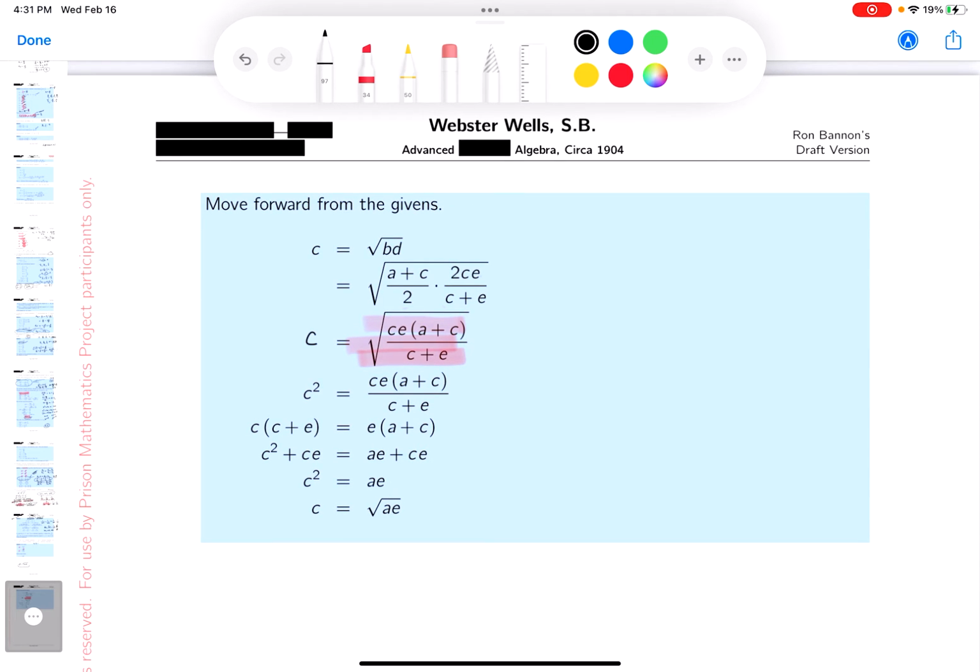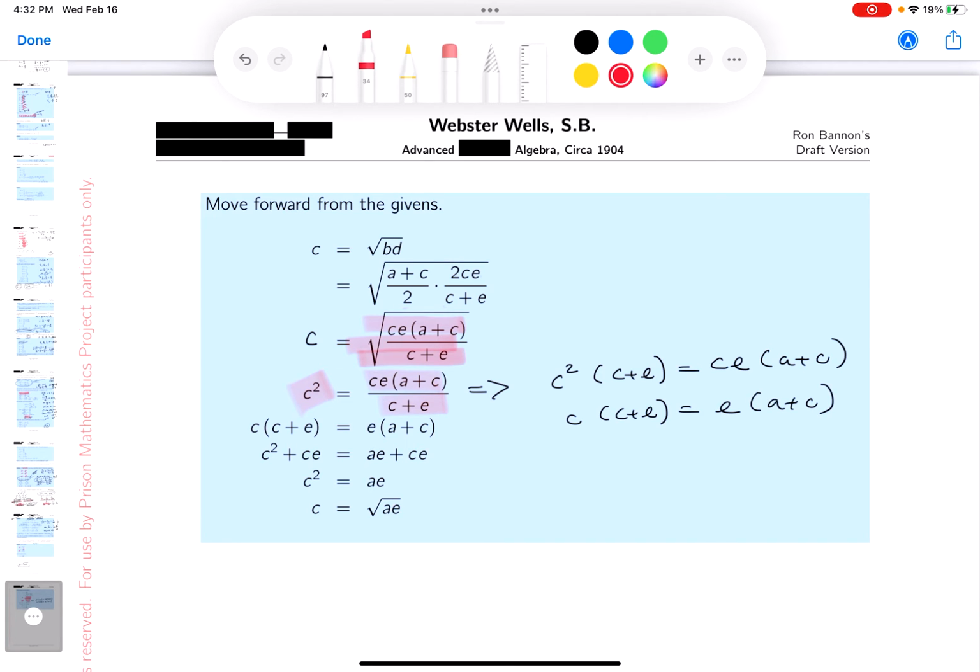Right? If you square both sides, it's not a jump in reasoning to say c squared would equal this over here. All right? And then what do I do over here? And I want to point out what I'm doing over here. I'm kind of simplifying this, getting rid of the fraction, maybe dividing through by c. But let me write this down in steps. C squared times c plus e equals ce times a plus c. Then I would divide both sides by c. You get c plus e equals a plus c. I want to show you where that is. That's right over here.